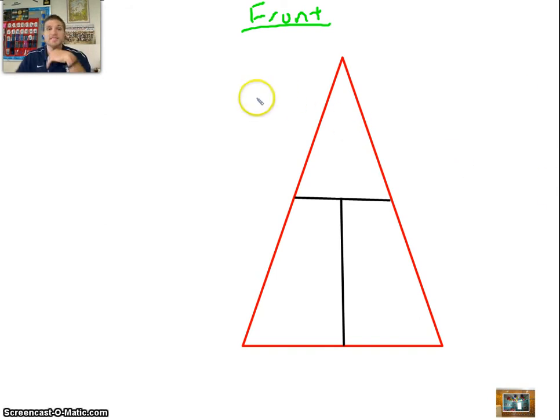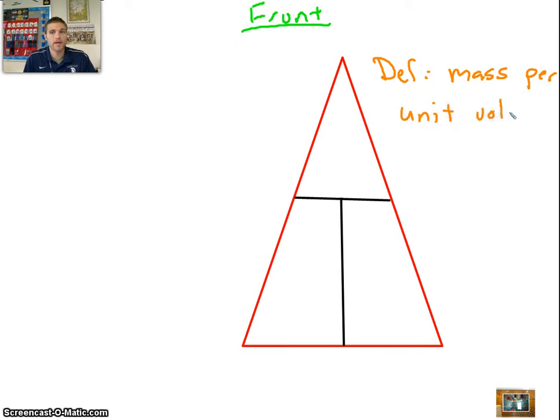All right, so this is the density triangle. Now density, we should remember the definition of density as mass per unit volume. Okay, and what that means is how much mass do I have in a specific amount of area. So if I was going to look at mass, we mean stuff, anything that's happening.